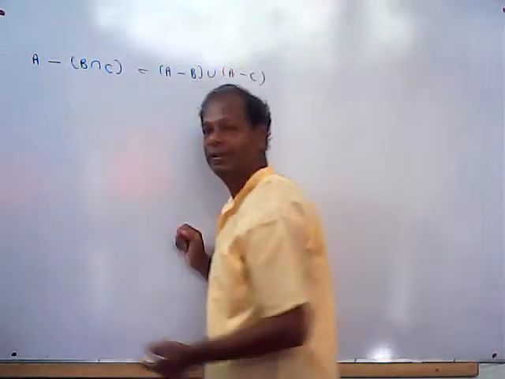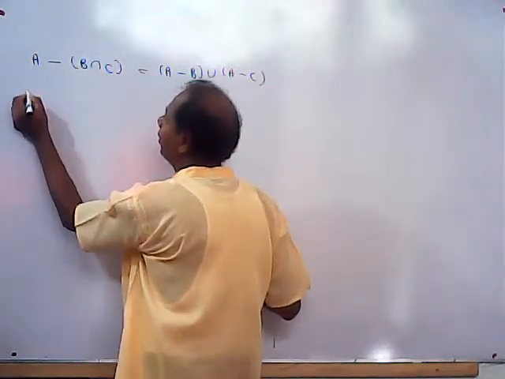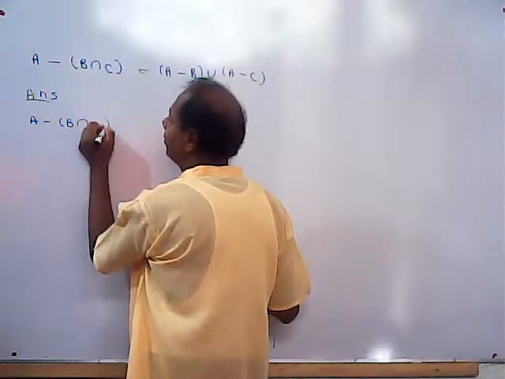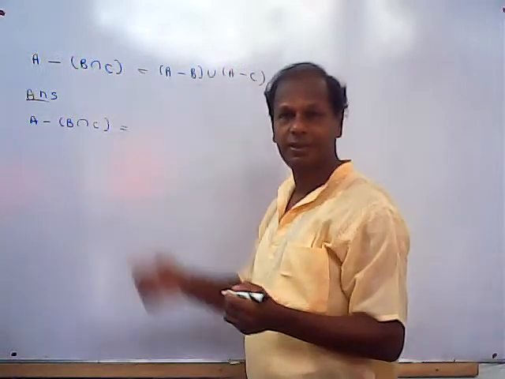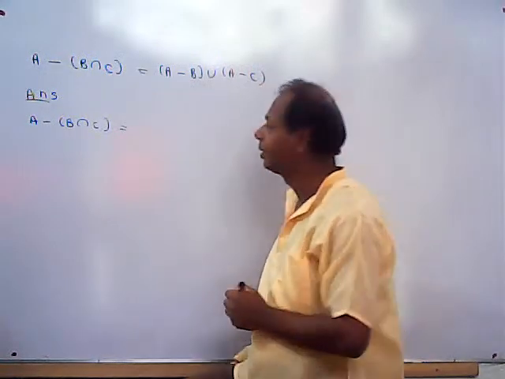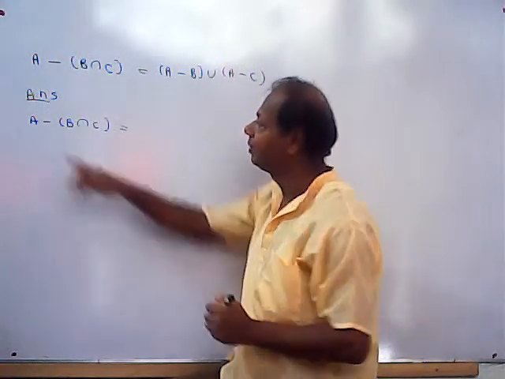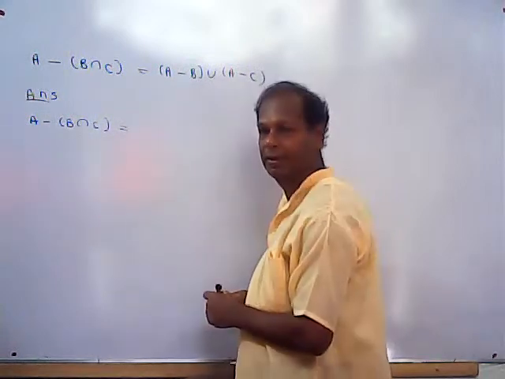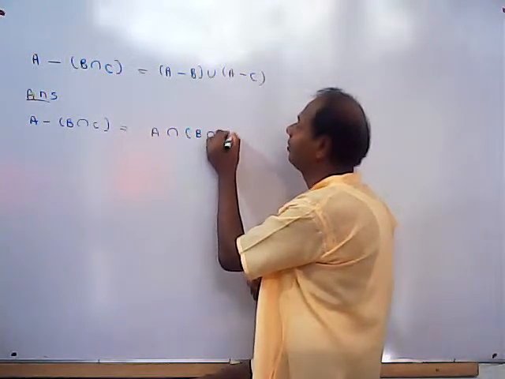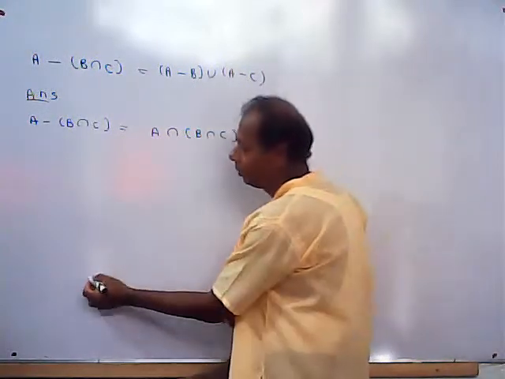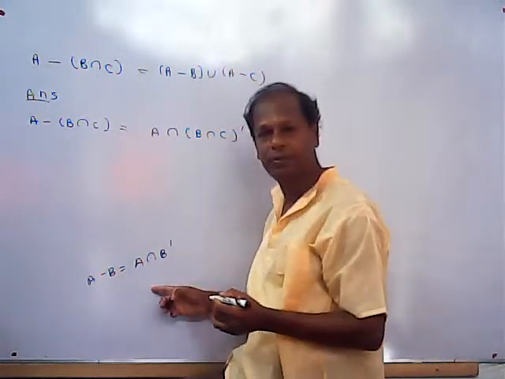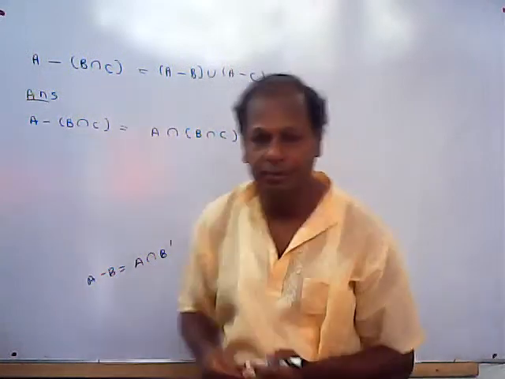Like you start from the left hand side, the identity answer, A minus B intersection C. This is the last question I gave last day. And this minus we can replace by A intersection B intersection C dash. So we have a rule A minus B is equal to A intersection B dash. We can use this rule here to get rid of this minus, right?